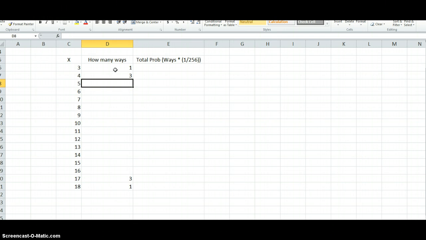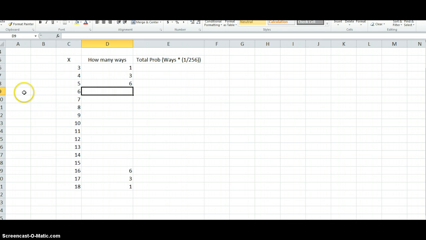For 5, we could get either 1 1 3 or 2 2 1. Now each of those would have 3 ways of doing it. Essentially, for the 2 2 1, we choose the spot for the 1, so 3 choose 1. For the 1 1 3, we choose the spot for the 3, so 3 choose 1. So that gives us a total of 6. And notice we're kind of honing in here in the middle. The further we go, the harder it's going to be.